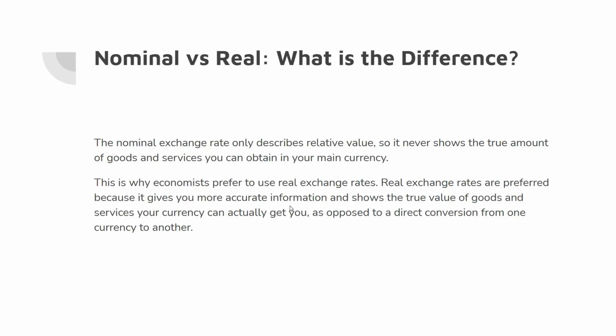Now, what is actually the difference between nominal exchange rate and real exchange rate? The nominal exchange rate only describes relative value. So it never actually shows you the true amount of goods and services that you can obtain in your main currency. This is why economists prefer to use real exchange rates. Real exchange rates are preferred because they give you more accurate information, and they show you the true value of goods and services your currency can actually get you, as opposed to a direct conversion from one currency to another.